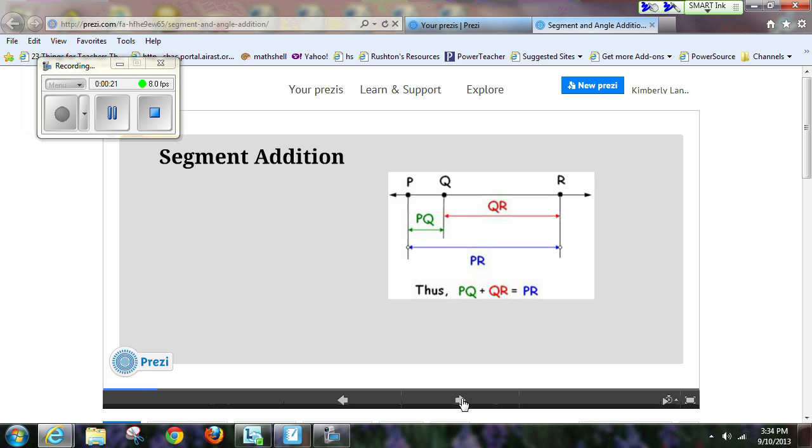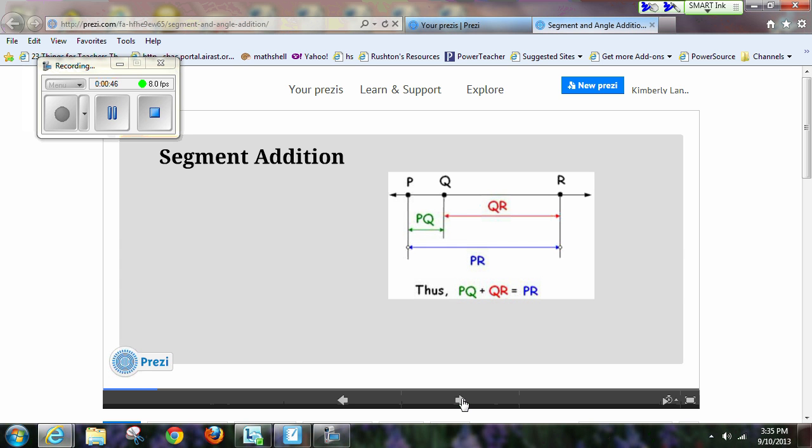by a common point. This tells you that we are connecting segment PQ at Q with segment QR to make a total length of segment PR. As you can see in the green, PQ is a distance, plus the distance from Q to R, to equal the total distance PR.